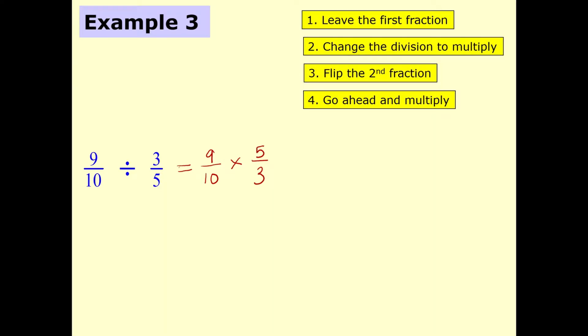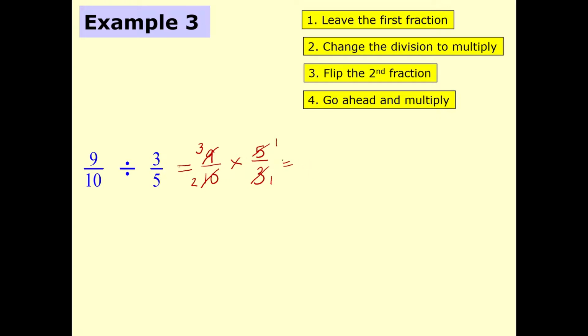Okay. Once we get to this step, we can check our diagonals. So we've got 9 and 3. They are both in the 3 times table, so we're going to divide them both by 3. 9 divided by 3 gives you 3. 3 divided by 3 gives you 1. Check your second diagonal, 5 and 10, both in the 5 times table, so we're going to divide by 5. 10 divided by 5 gives you 2. 5 divided by 5 gives you 1.